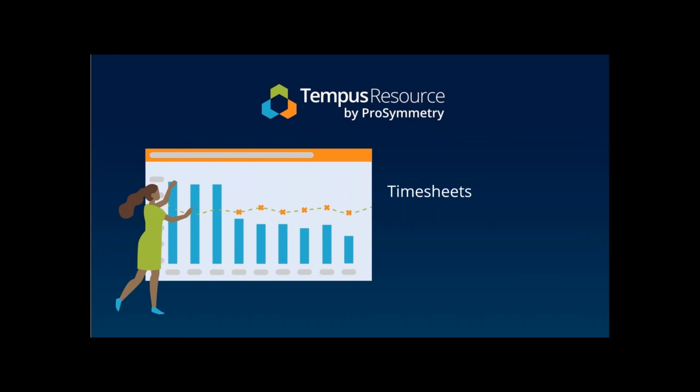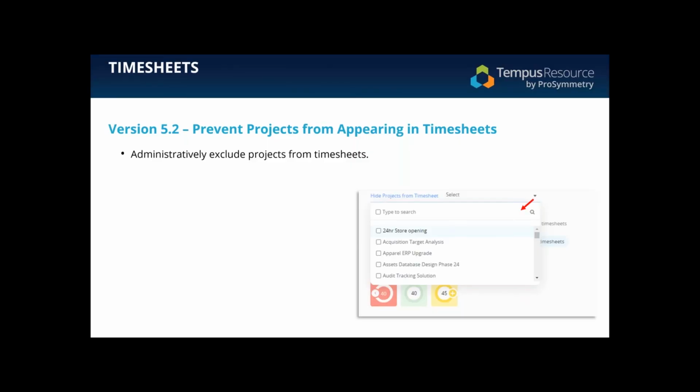So timesheets, a few updates here. This one's a little bit older in the backlog, but it did get completed. Some customers have asked us, is there a way to prevent certain projects from appearing in timesheets for whatever reason? Maybe it can't be billed. We don't want to track time against it. People could accidentally book time when they shouldn't.